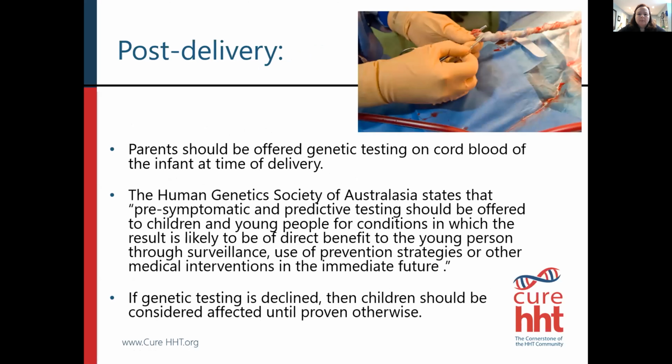The last option would be after delivery. We will offer every parent the opportunity for genetic testing on the cord blood. As you can see here, this is actually from the umbilical cord, so this is not actually a blood test for the baby. The baby's not poked. We're able to get the information just from the cord blood. Several genetic societies state that this is an important thing to consider in conditions that can develop complications at early ages in pediatric patients, and it's worthwhile knowing.